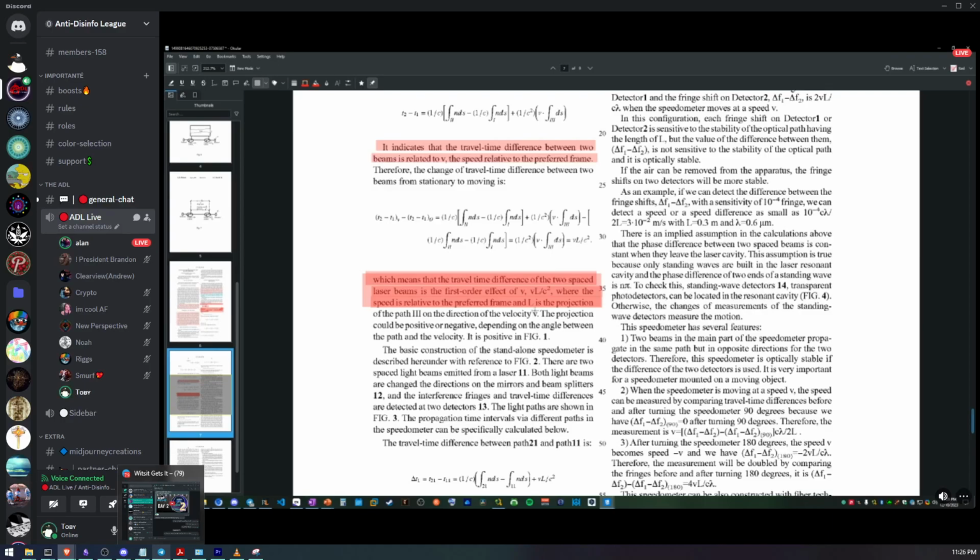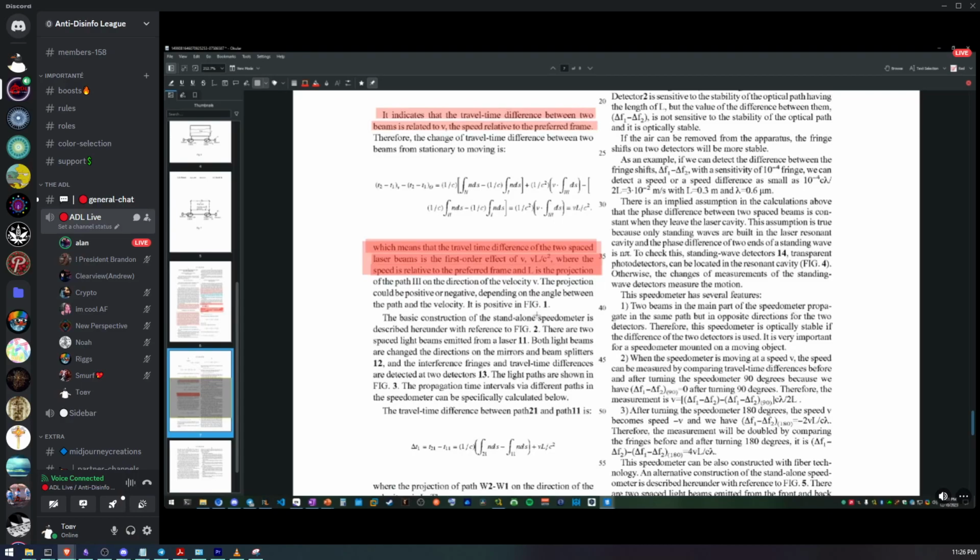Yeah, so let's see here. So the projection between the positive and negative, depending on the angle between the velocity or the path and the velocity. If you give positive, give it here in figure 1. The basic construction of the standalone speedometer is described here under. I like these words. Here under, here to, all that kind of shit.